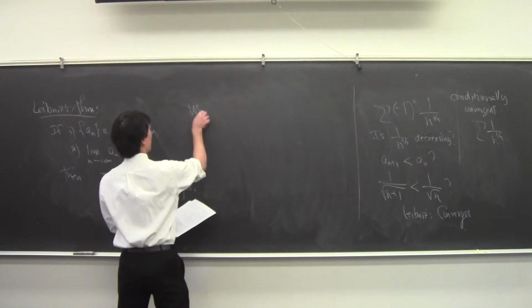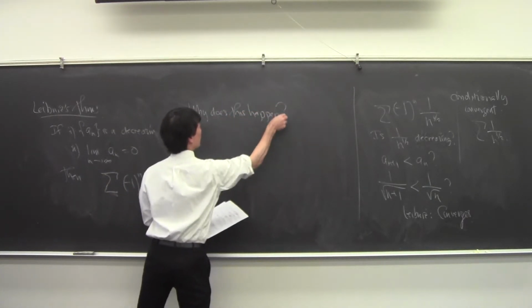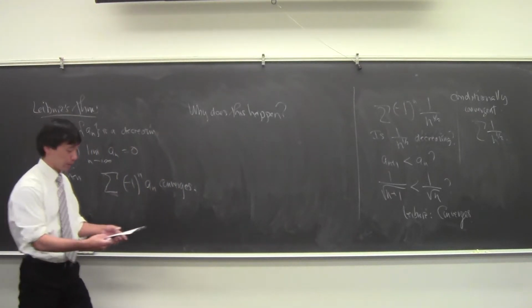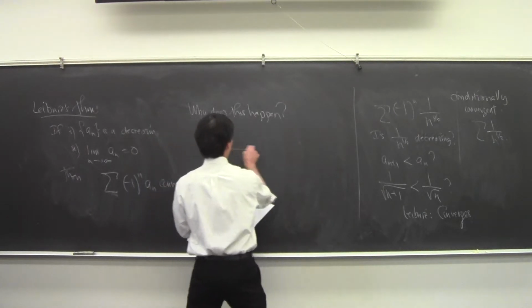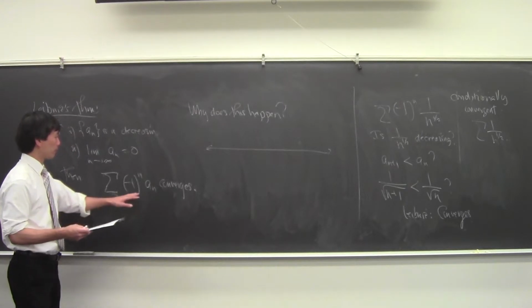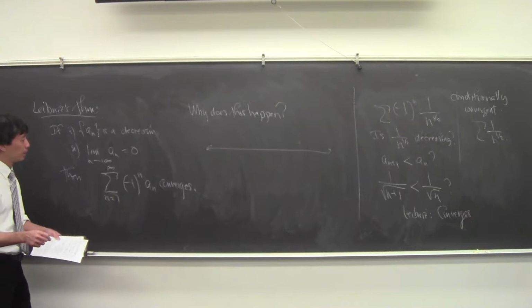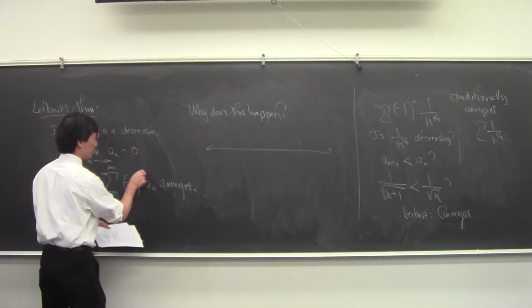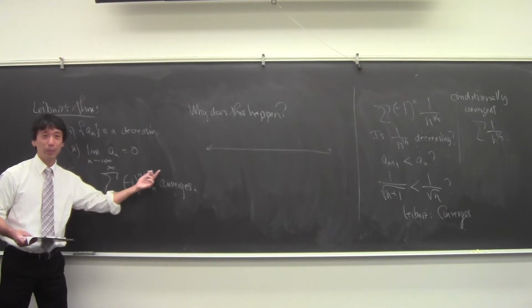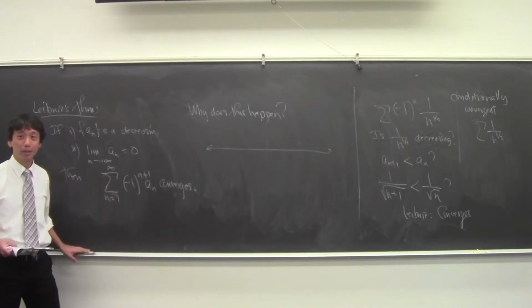Let's see why this happens. Why does Leibniz's test work? So let's think like this. n from 1 to infinity. I'm just going to put a +1 here, just to make the picture nicer. It doesn't matter if I put this +1 or not. Okay.